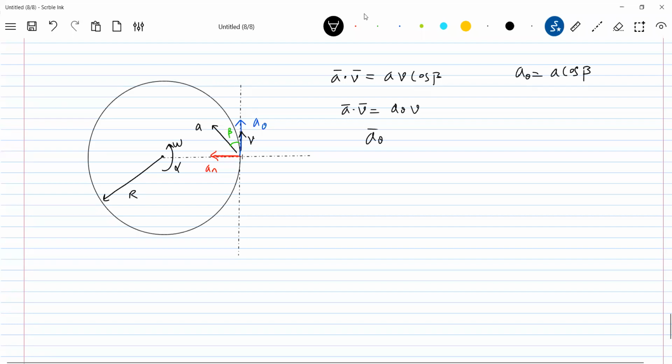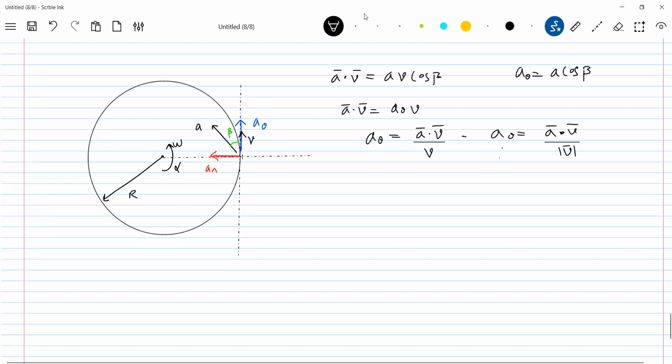A tangential should be equal to A bar dot V bar by magnitude of V. This is only magnitude, no? Very important for you. If you know total acceleration and tangential velocity, you can calculate tangential acceleration.